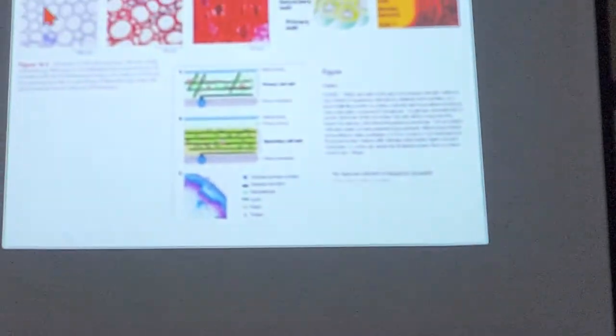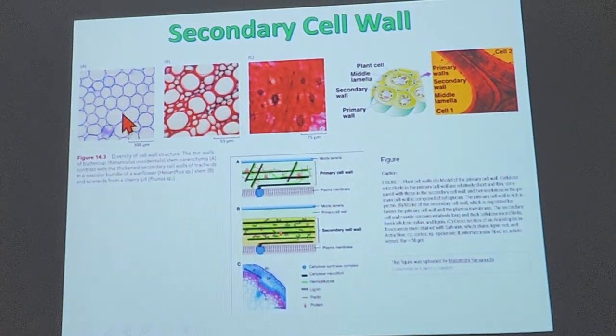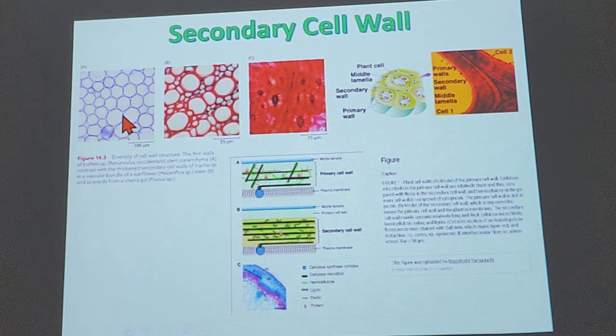All right. So you can see here, this is your parenchyma cells, and then these are your collenchyma and also the sclerenchyma. Okay, and in this picture here, you can see this is the primary cell wall. You can see the very thin outline here, and whatever you have in this thick region is actually your secondary cell wall, right?